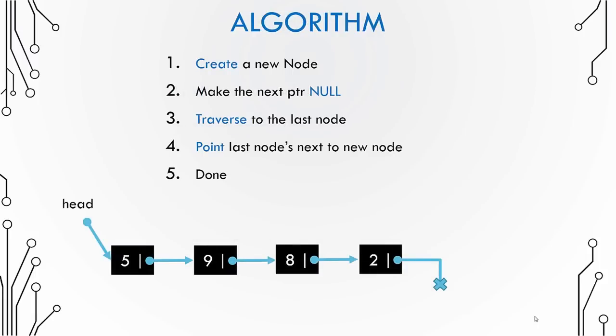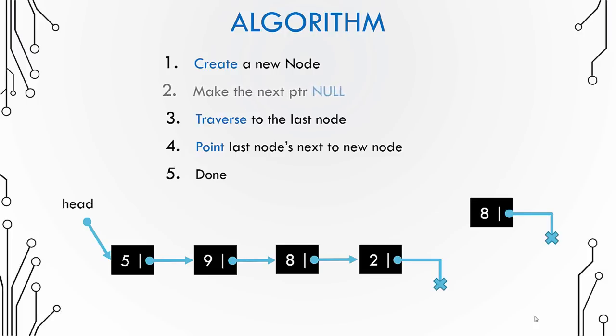Now let us go through the algorithm of appending a node to a linked list along with a step-by-step visualization. So the first step is to create a new node. And then since this node would be the last node, we would make its next pointer null. Because we are appending this node to the linked list, it would end up as the last node. Hence, we make its next pointer null because there would not be any node after this.